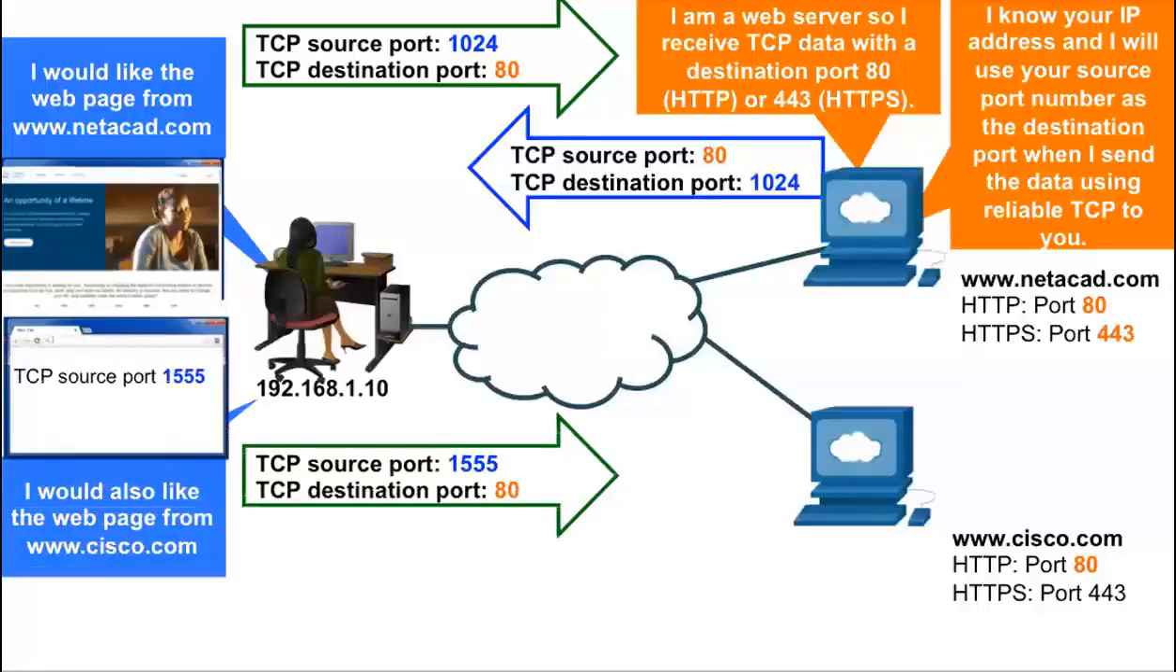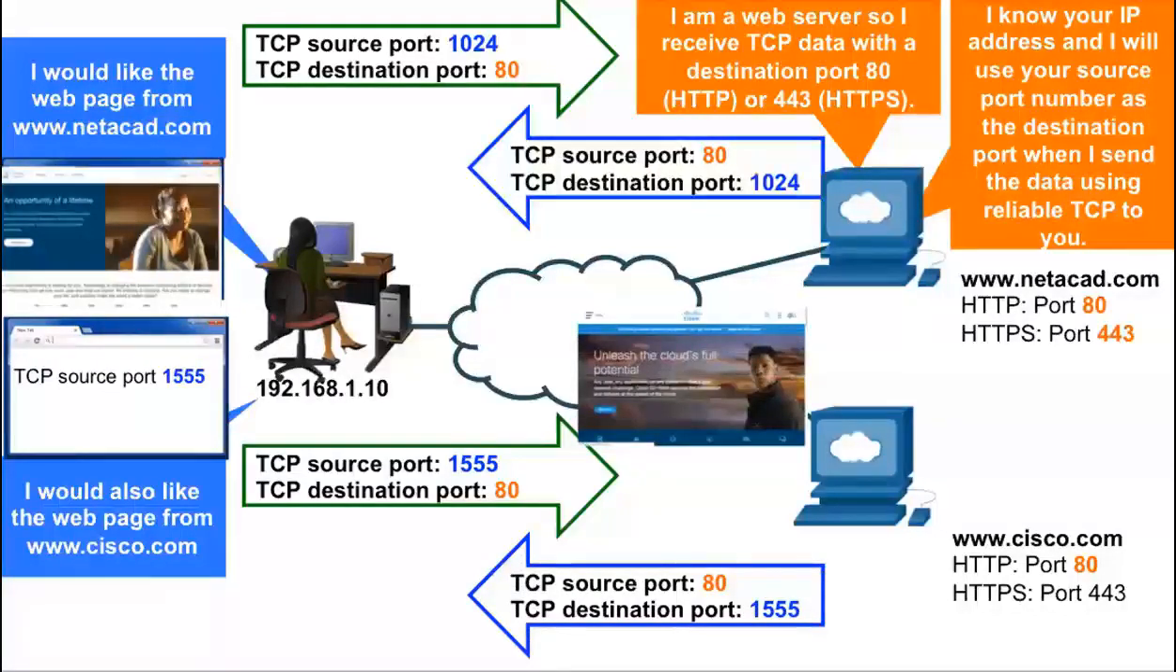If the client opens up a separate browser window, in this case, entering the URL www.cisco.com, a different TCP source port number will be associated with this specific web browser window. In this case, TCP source port 1555. Although the HTTP request message will be sent to a different server, the same well-known TCP destination port number of 80 is used to indicate this is for the HTTP application.